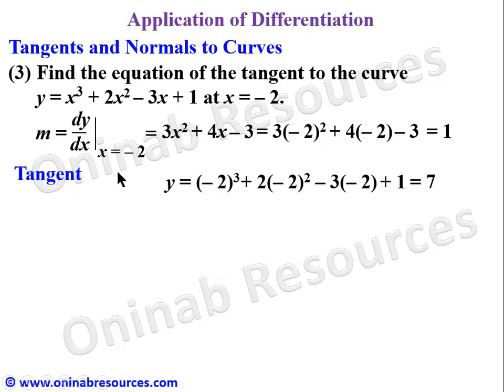So our tangent now, we'll start with y equal to mx plus c. And since our m is 1, it means y is equal to x plus c. To get c, we put in the values of x and y. This is x is negative 2, y is 7. So we have 7 equal to negative 2 plus c. Bringing this to this side, c is equal to 9.